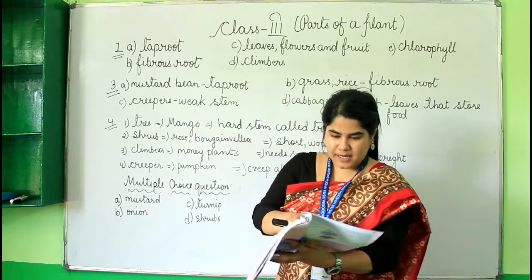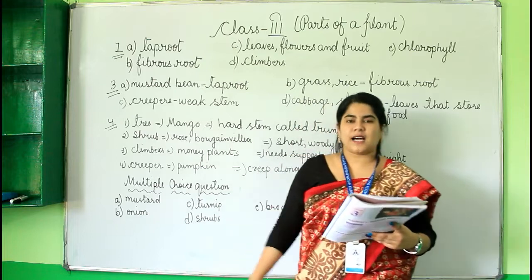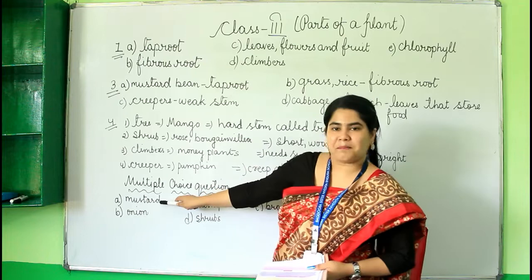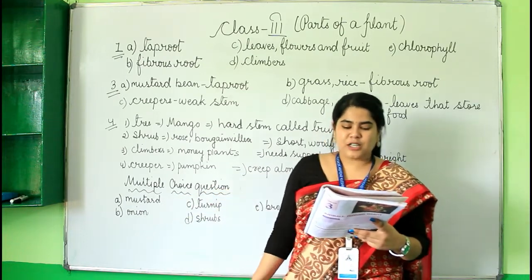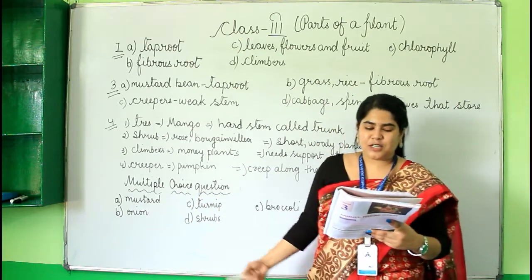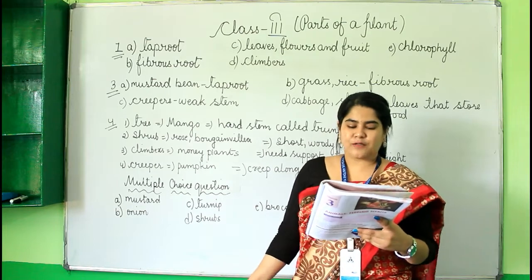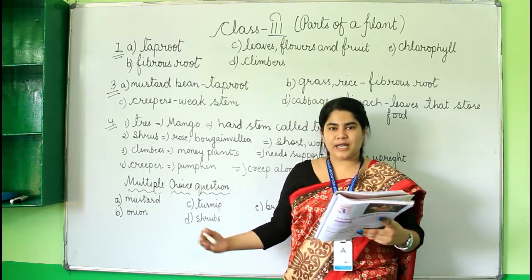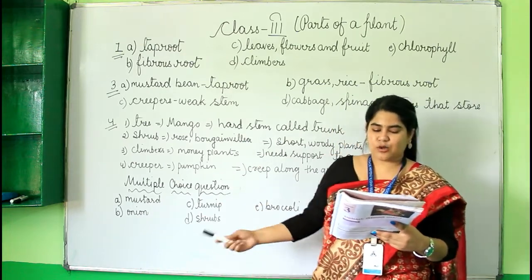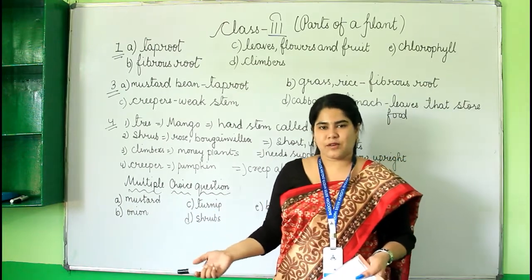Now turn to page number 20. We will do multiple choice questions. Tick the correct option. Number A, which of these plants has a taproot system? Mustard. Number B, which of these plants has a fibrous root system? Onion. Number C, which of these is a root that stores food? Turnip. Number D, these are woody plants with several stems growing near the ground, that is shrubs. And the last one, all of these are leaves that store food except broccoli, because broccoli is a flower itself.